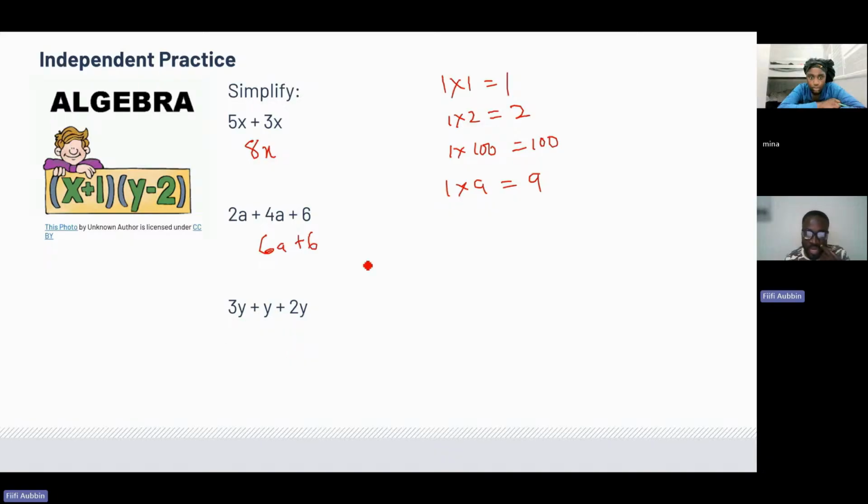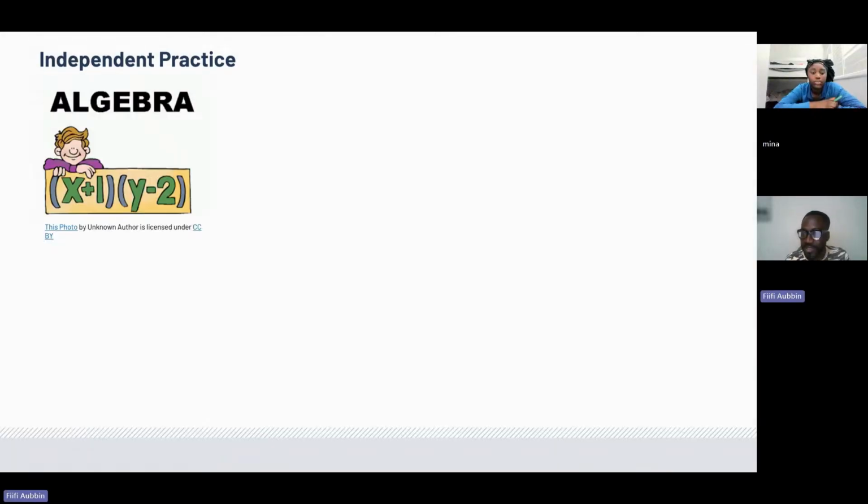So if you look at this particular example, we have 3y plus y, then plus what? 2y. So if a variable is standing there on its own, it is being multiplied by what? 1. But you usually don't write the 1. Does that make sense? So they are like terms. All you need to do is to add the coefficient, the number standing in front of the variable. So 3 plus 1 is 4, plus 2 is what? 6. So you get what? 6y. Does that make sense?